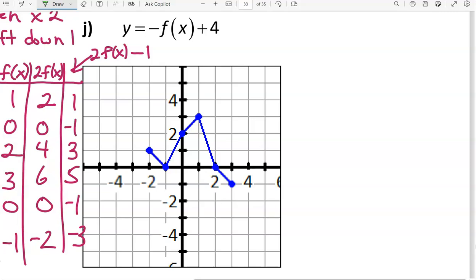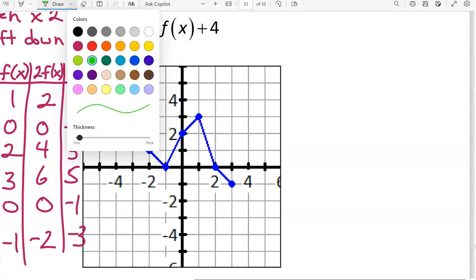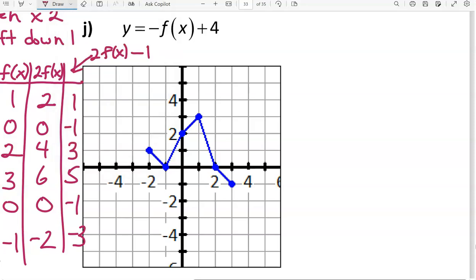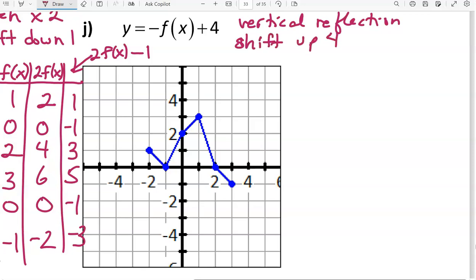Let's do one last one. Y equals negative f of x plus 4. Since I see a negative 1 being multiplied to the outside of the function, this represents a vertical reflection or a vertical flip, and plus 4 added to the outside, that means a shift or a translation up 4.